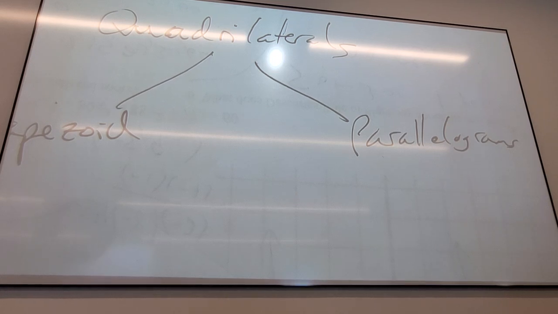A quadrilateral is any four-sided shape. Now, how can I start to make some conditions? I can make two sides parallel. Okay, that's a trapezoid. What's a parallelogram? Two sets of parallel sides. And now both have to be parallel.